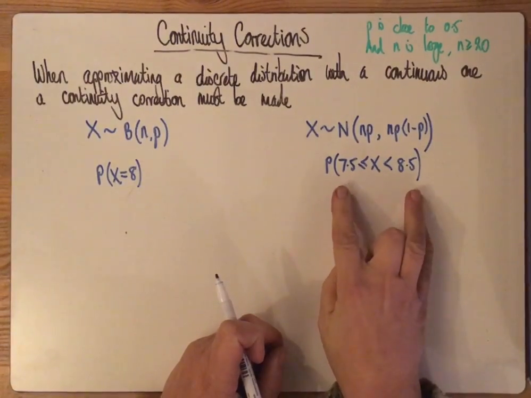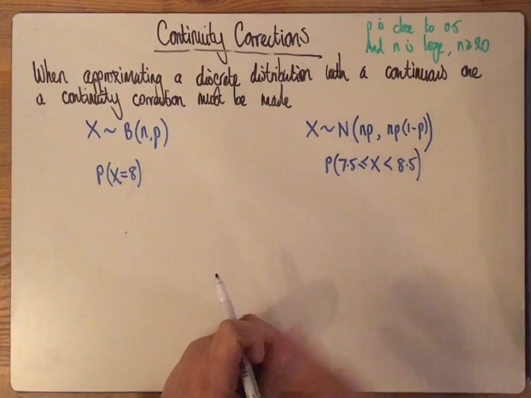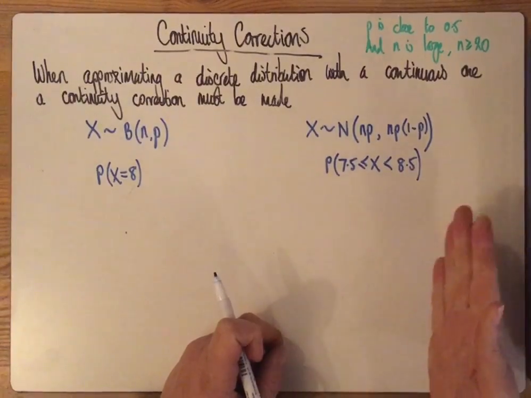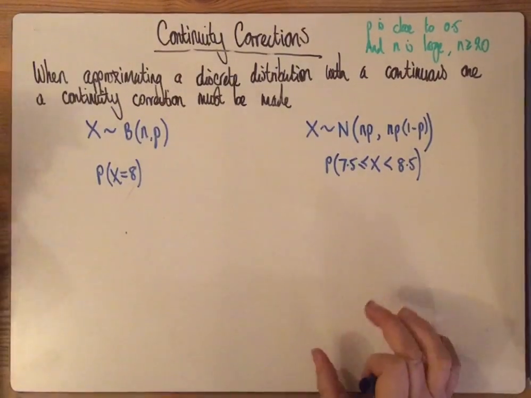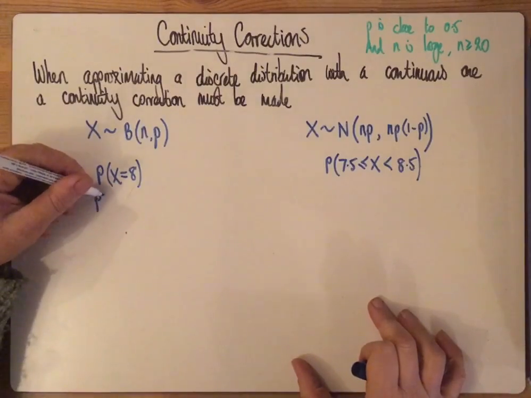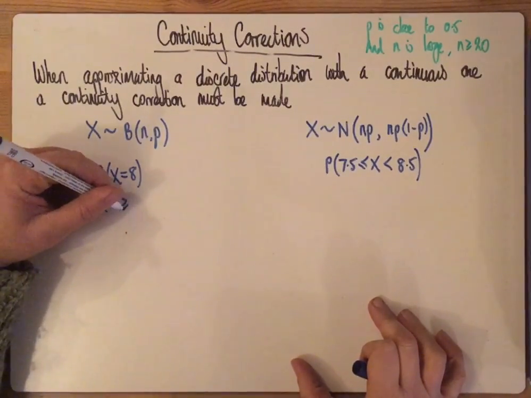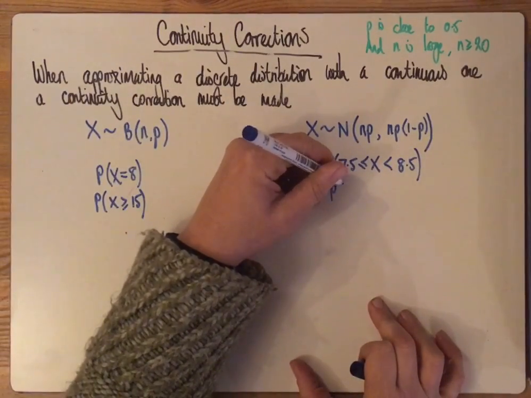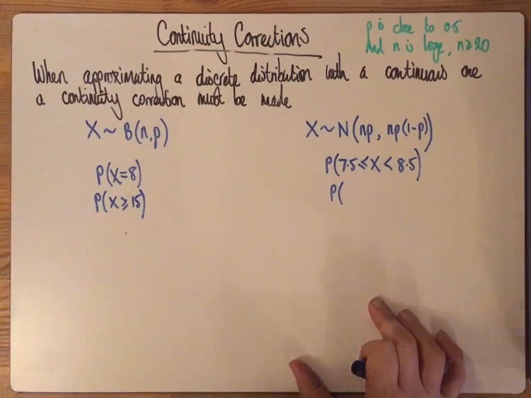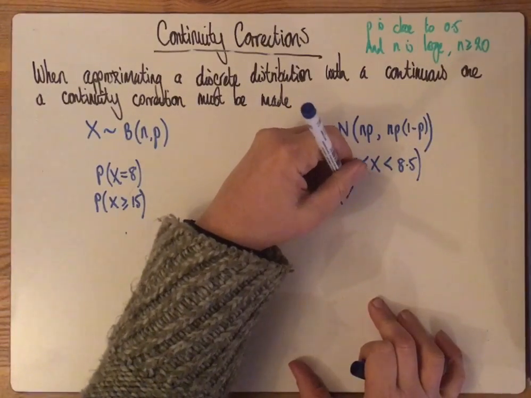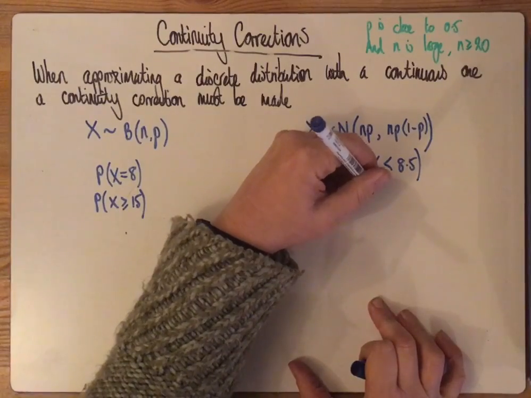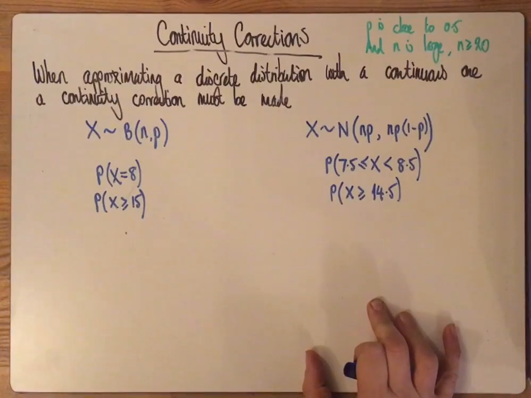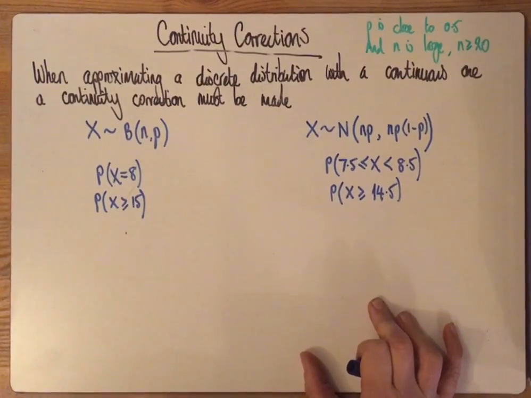So this is the most correct way of writing it, because 7.5 rounds to 8, 8.5 rounds to 9, but you don't have to be too fussy with the ends. If x is greater than or equal to 15 in my binomial, then in the normal you need to think, well, what would round to 15? So 14.5 will round to 15. So anything bigger than 14.5 will be your corresponding correction.